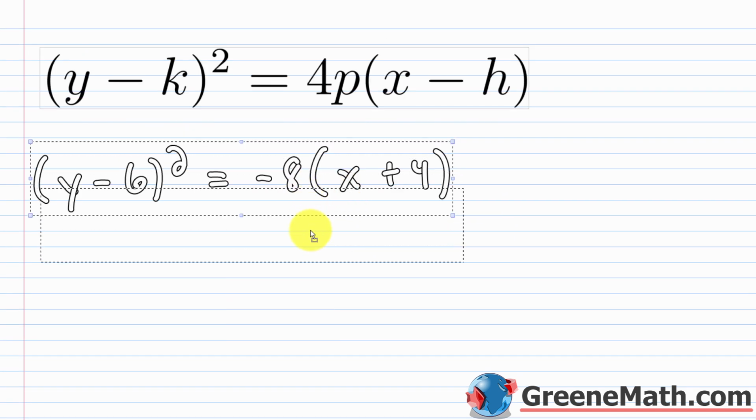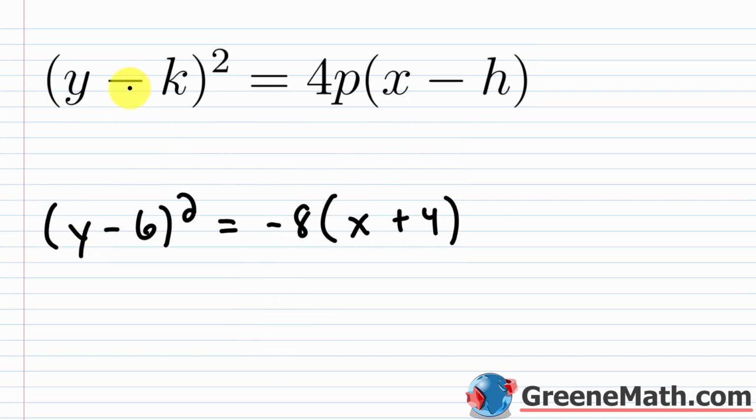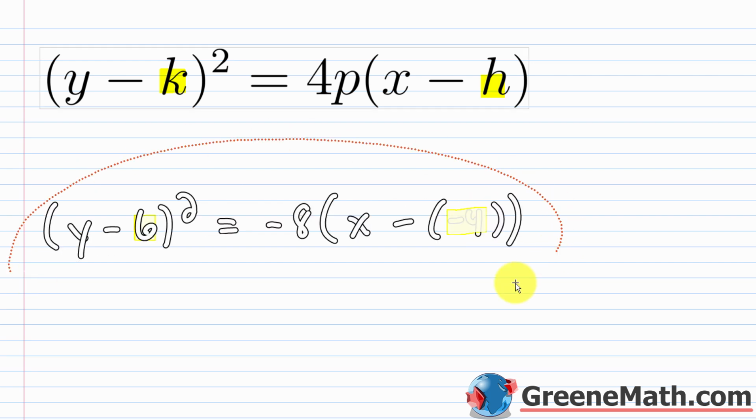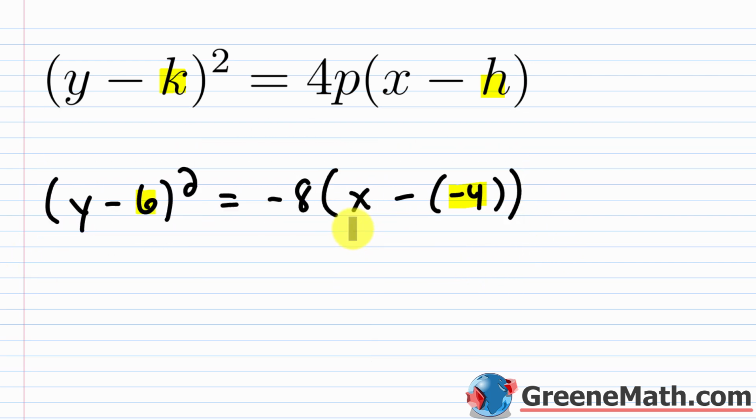Let me bring this down here. We're going to match things up. This is a minus and this is a minus, but this is a plus and this is a minus. So I'm going to change this to minus a negative 4, just so things match up. Now k will be 6 and h will be negative 4. Pay close attention, again, when you have a horizontal parabola, it's very easy to make a mistake. I'm just going to draw an arrow and draw an arrow, and I'm going to say that h is negative 4 and k is positive 6.